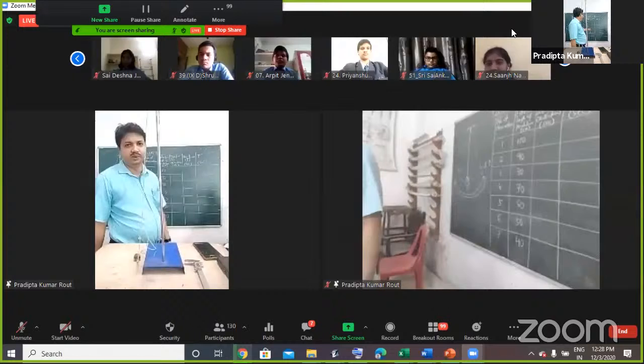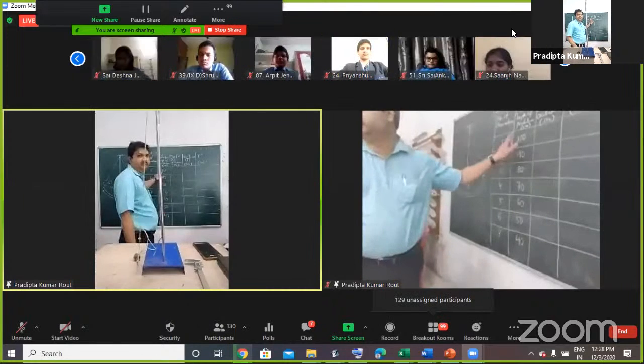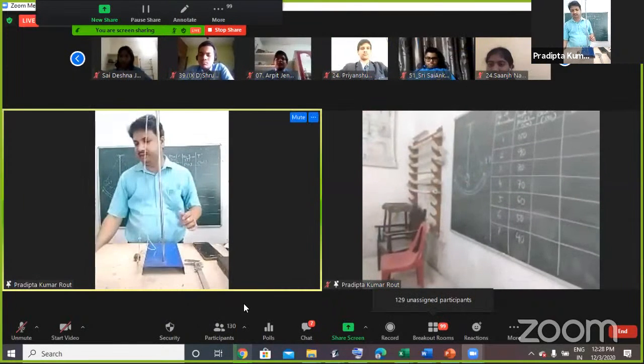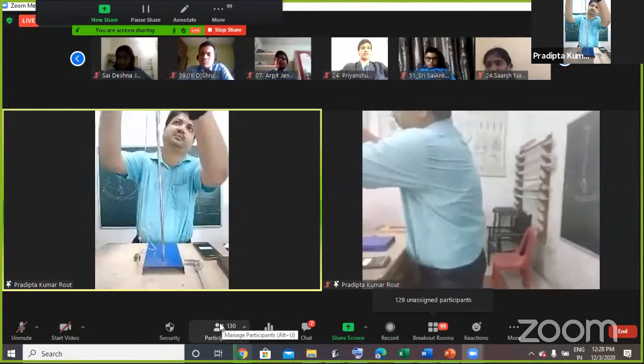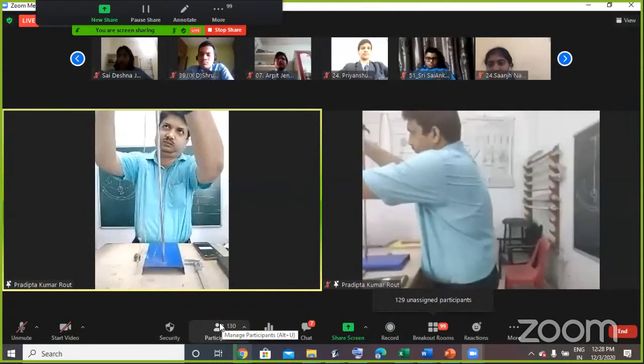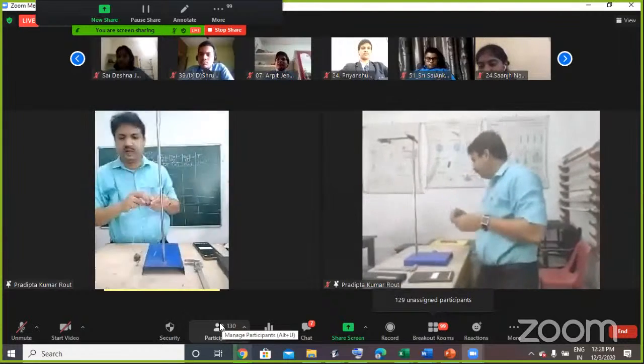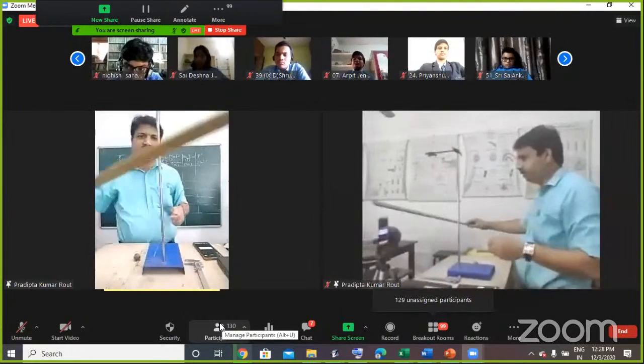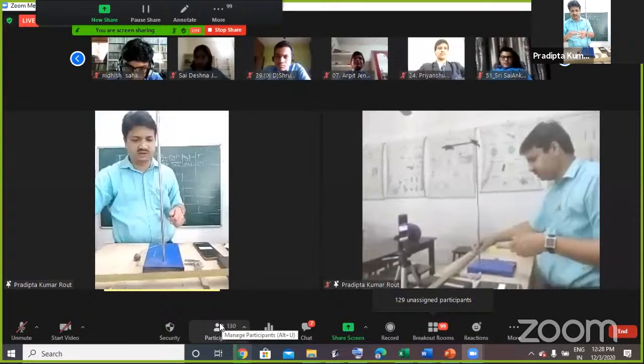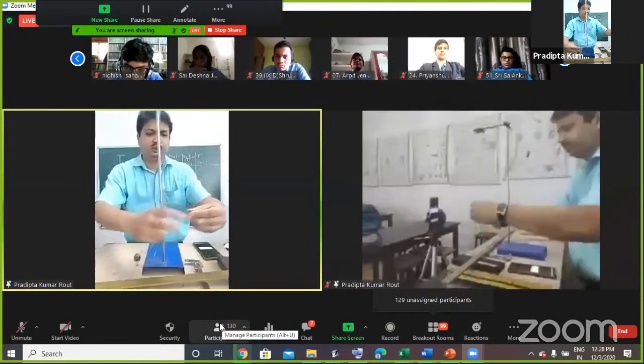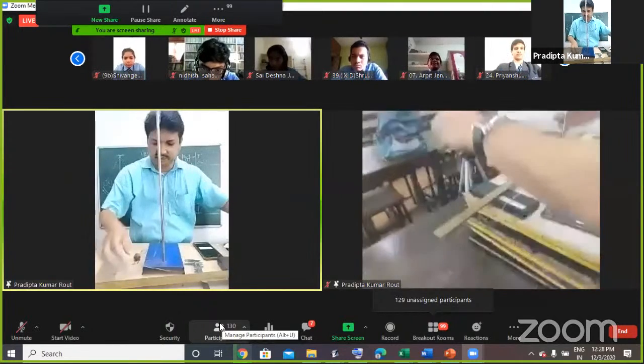This is how I have to do. So first reading I am going to take 100. Children, what should be the length of the thread? 98 centimeter. Now I have got a long scale with me. This is a scale, and I am going to measure 98 centimeter.